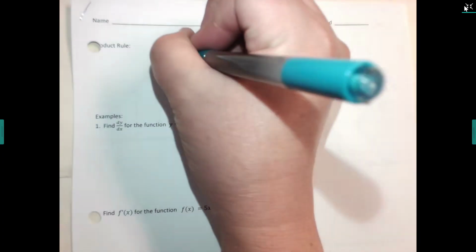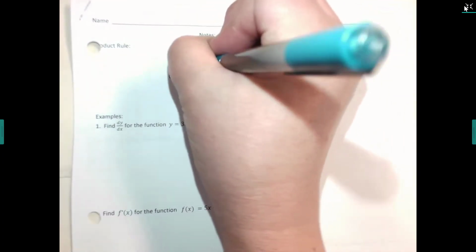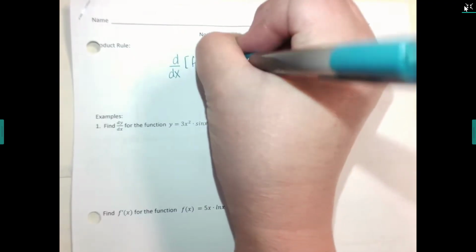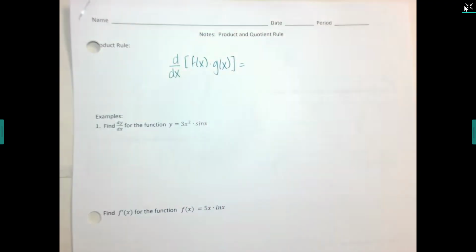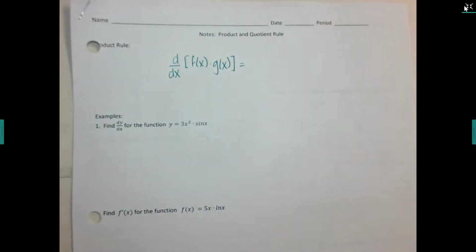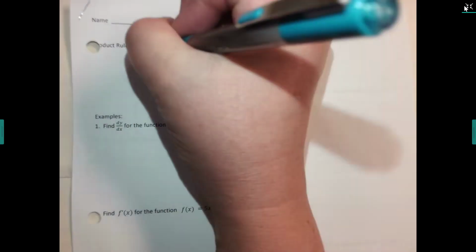Okay, and then of f of x times g of x. Okay, so you are only using product rule when you're taking the derivative of a product, which means it has to be multiplication. Okay? What does d dx stand for? d dx just means take the derivative.